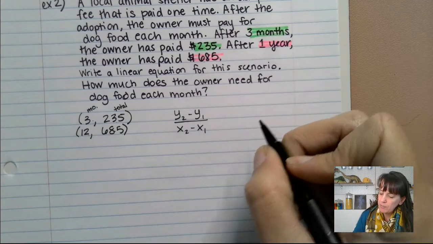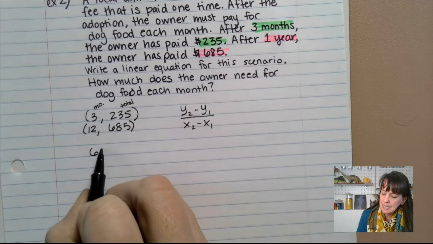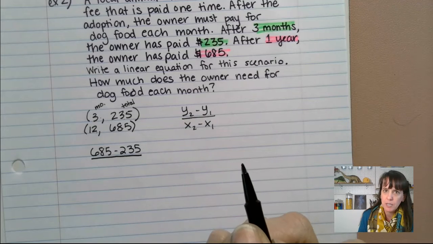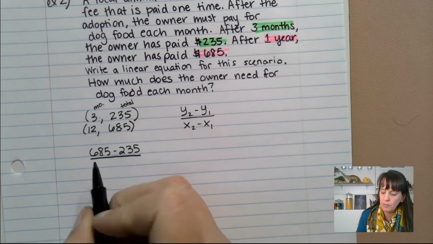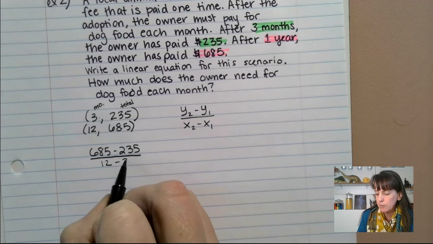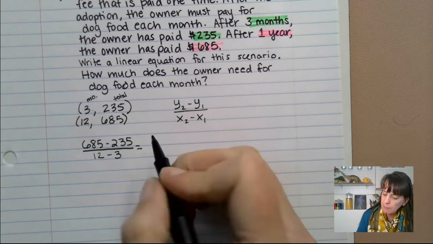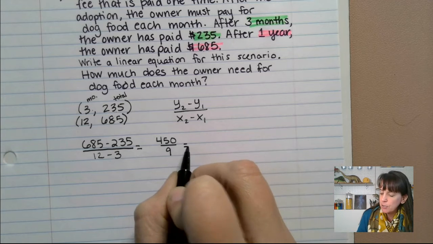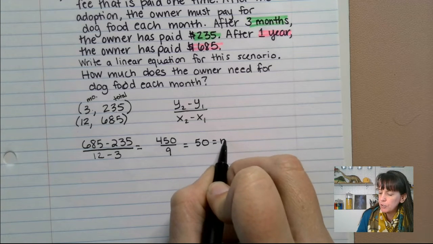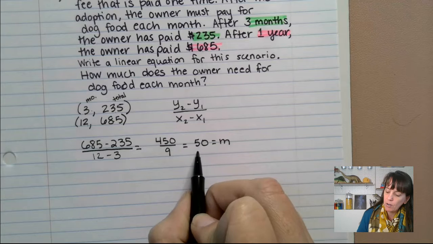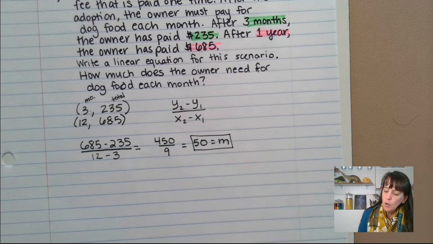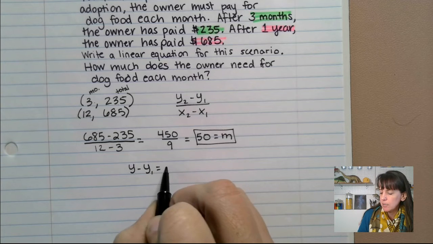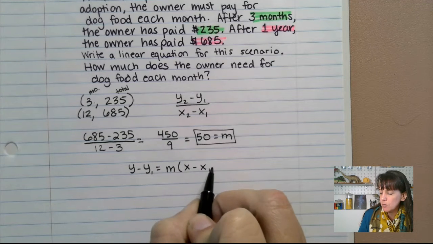So we've got, I'm going to write it over here, 685 minus 235 over, and it's important you stay in the same order, so I don't want to say 3 minus 12. I've got to say 12 minus 3. Good. When we do that, we get $450 over 9. That's going to give us a total of 50 for our slope. Okay, so now that we have our slope, that's our rate, right? We can use our point slope form, which again is y minus y1 equals m times x minus x1.